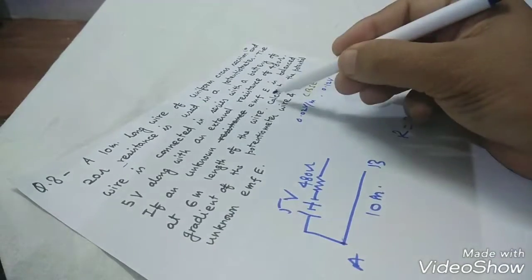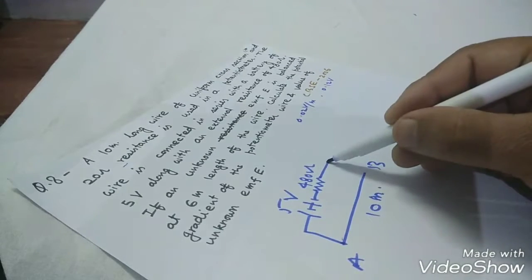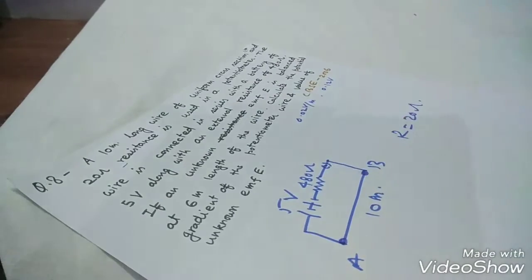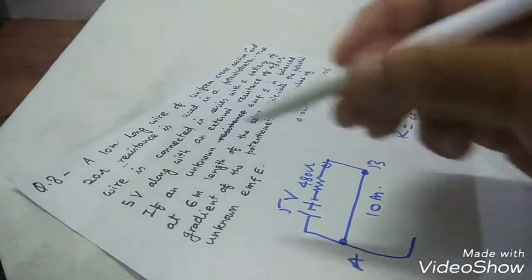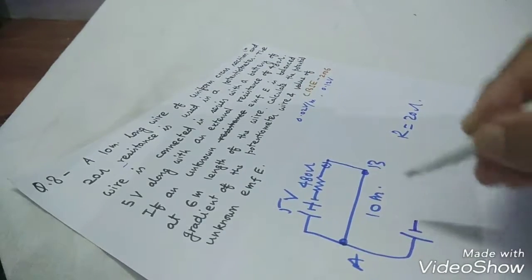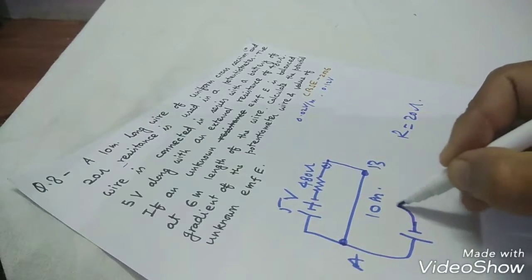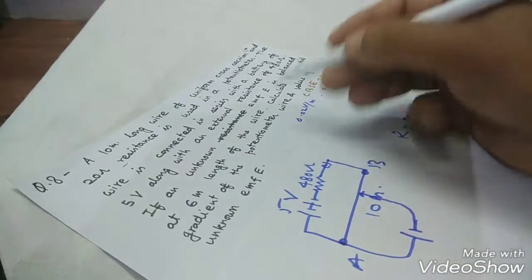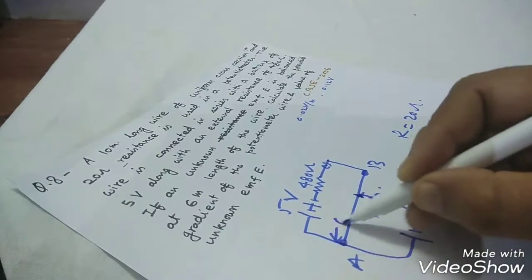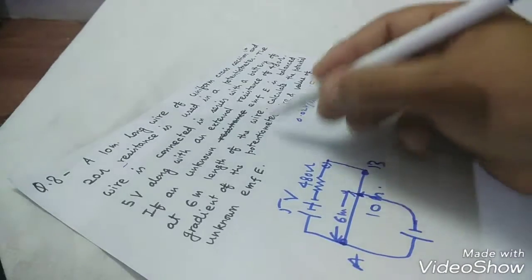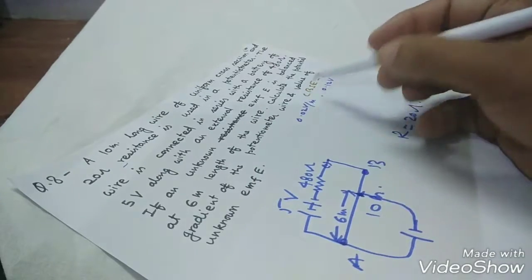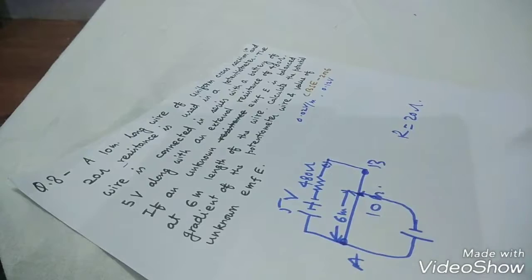If an unknown EMF E is balanced, let me complete this circuit. So this is the potentiometer, this is the auxiliary circuit, one key will be there. Now one unknown EMF E, this cell, its EMF is balanced by 6 meter length of the wire. The jockey is connected at this point. This distance is 6 meter. Calculate the potential gradient of the potentiometer wire and the value of the unknown EMF. Now you can do this.